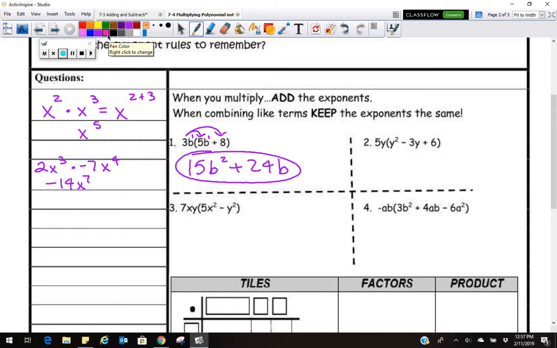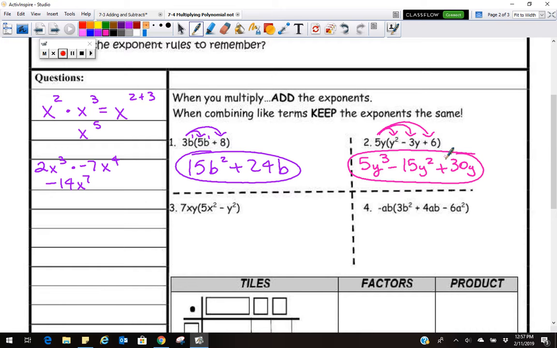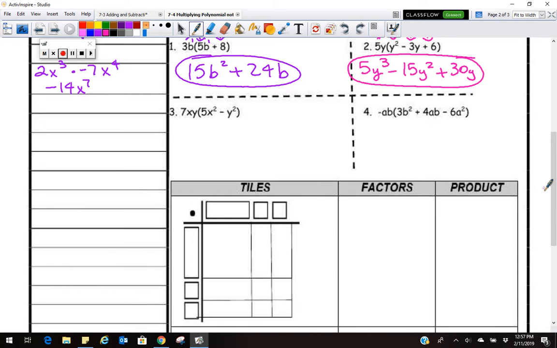Since those exponents do not match, they are not like terms, that is all you can do. Moving over to number 2, you're going to multiply 5y times everything. 5y times y squared gives you 5y to the third power. 5y times a negative 3y gives you a negative 15y squared. And then 5y times 6 is a positive 30y. Again, no like terms. Exponents are all different. Those cannot be added together.